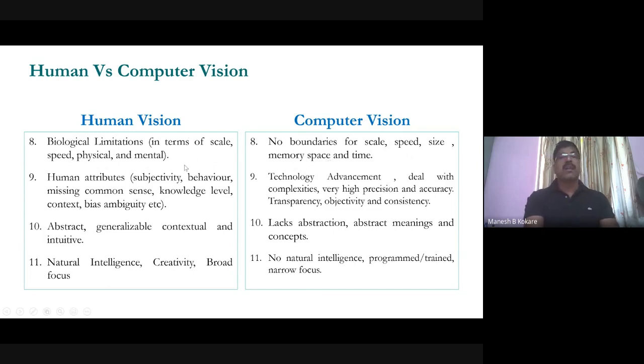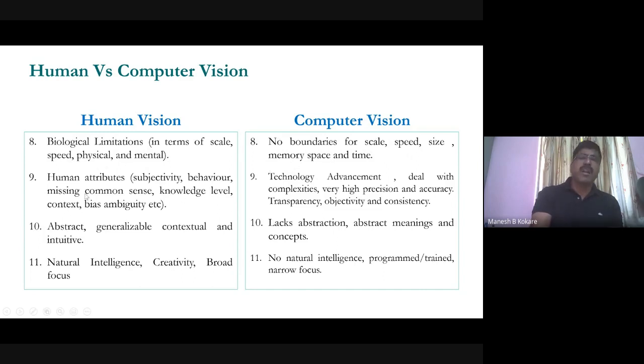So these are biological limitations of the human vision system, but there is no boundary in the computer vision system. At any scale we can use it, at any maximum speed we can do the work, and the size of the image or memory requirement will not be a boundary in the computer vision system.